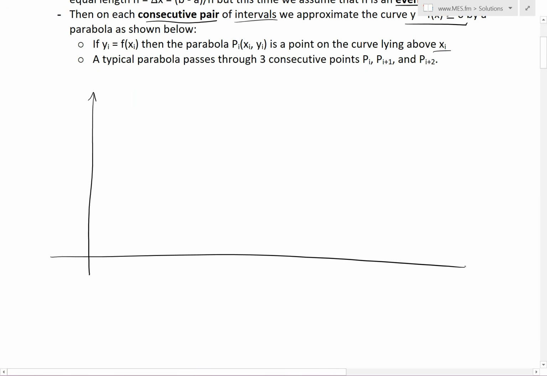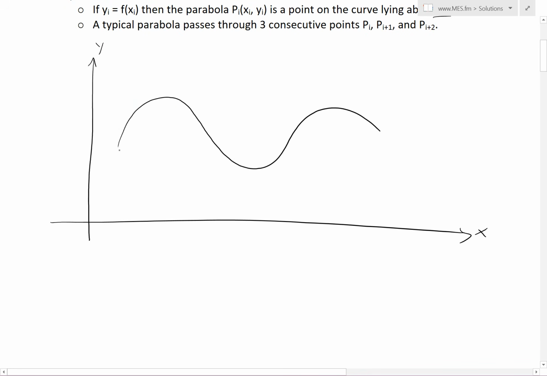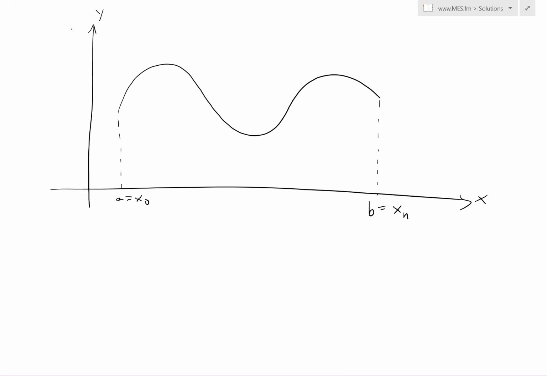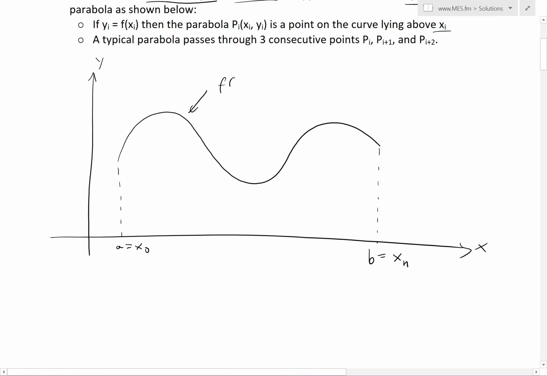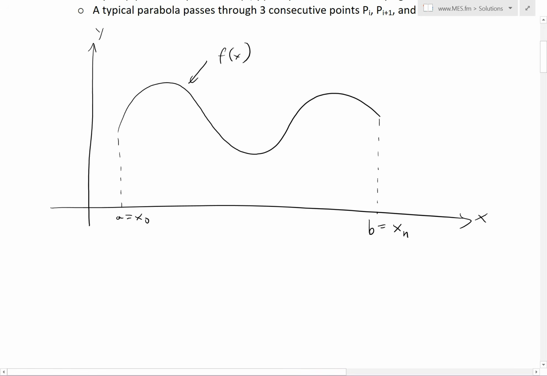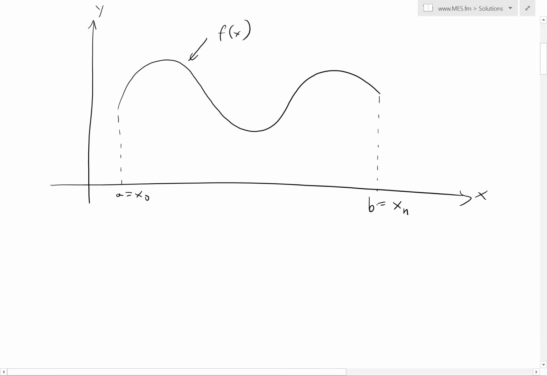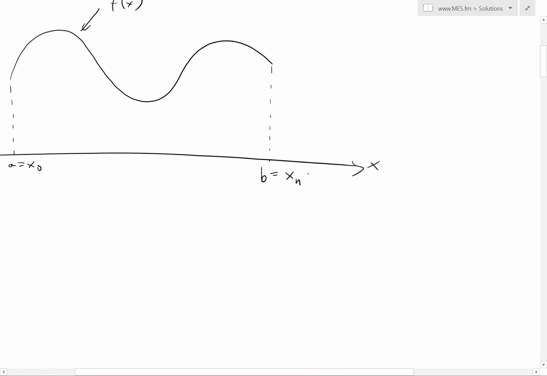So if we draw a y axis like this, and draw a random curve like this. At this point, this is our x, this is our a, which equals x0. And at the farthest point here, this is our b point, which equals xn. This function here is our f of x. Now for illustrative purposes, let's break this up into 6 subintervals, so let's go to x6 for our example.